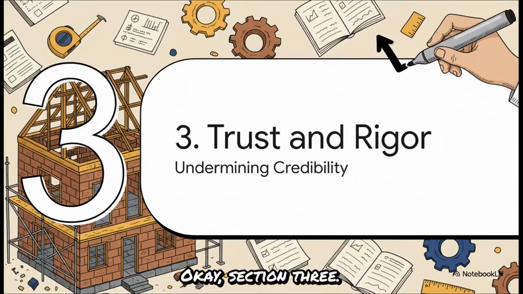Okay, section 3. Now we're talking about the steel beams of your research project, trust and rigor. These are the things that make sure your work is not just interesting, but truly credible and able to stand up to scrutiny.